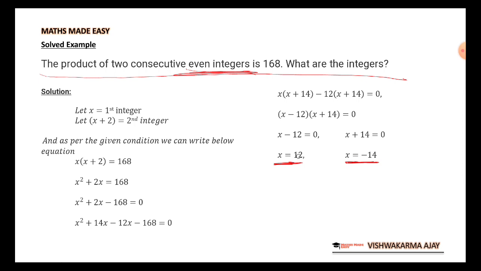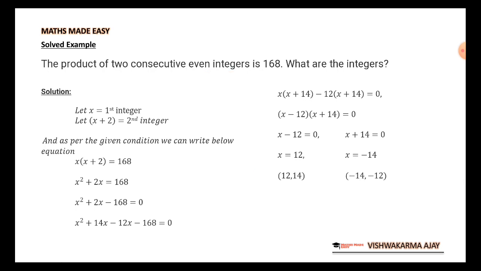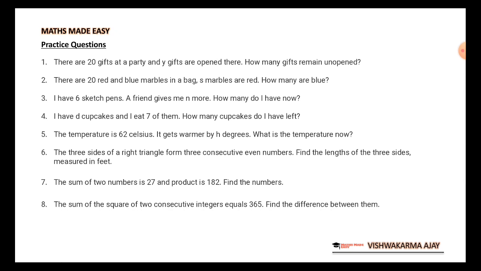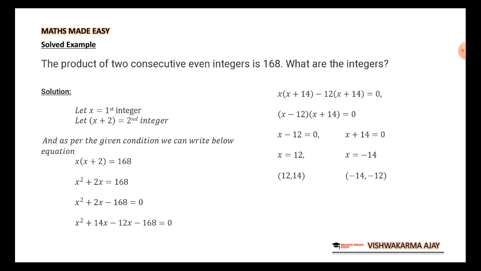So if the value of x is 12, the other number is going to be 14, and if the value of x is minus 14, the other number is going to be minus 14 plus 2, which is minus 12. In both cases the solutions are right, because if you multiply 12 times 14 you will get 168, and if you multiply minus 14 and minus 12, you will get plus 168. So both are solutions to this question. I hope you understand this question. And there you have a basic knowledge about equations and solving them.